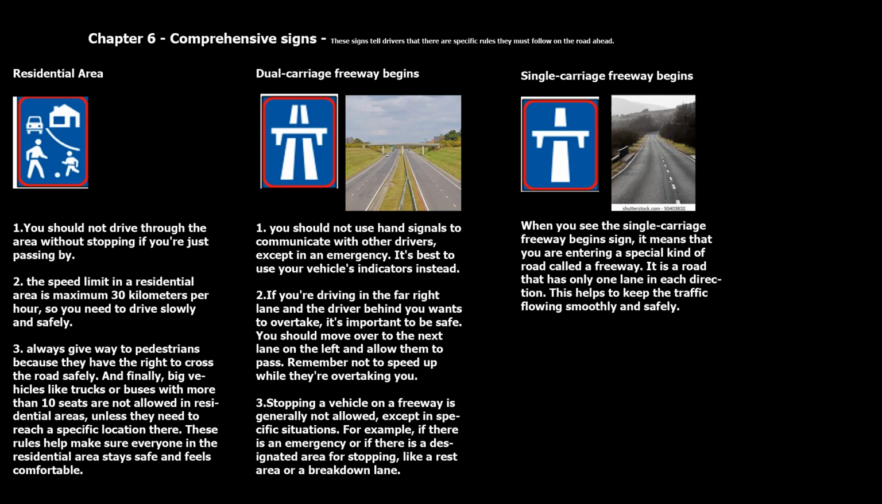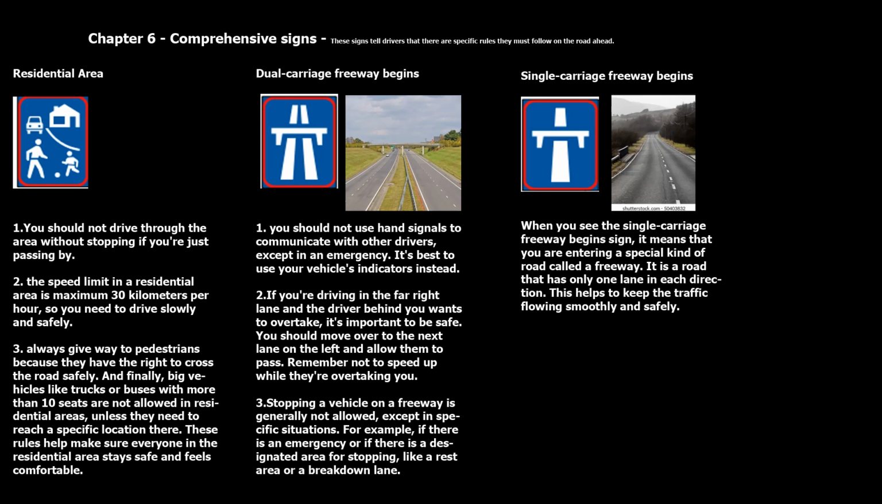And a single carriage freeway begins is the last sign that we're looking at. Let's first look at the sign. You can see that there's only one line, meaning that it's only one road, or one freeway, just like on the image on the right side. So it's basically saying, when you see the sign, it means that you are entering a special kind of road called a freeway. It is a road that has only one lane in each direction.